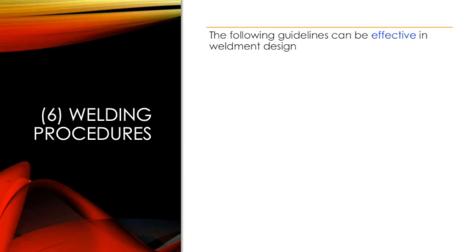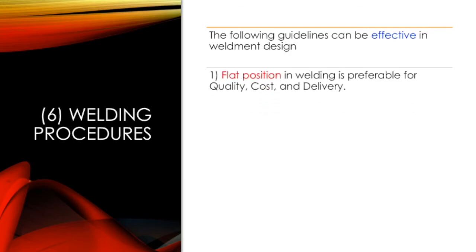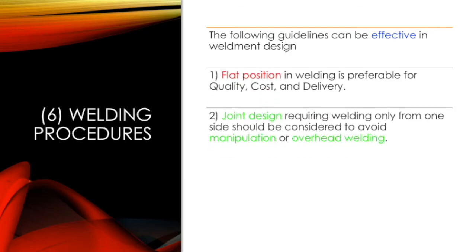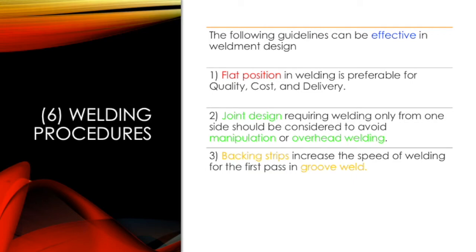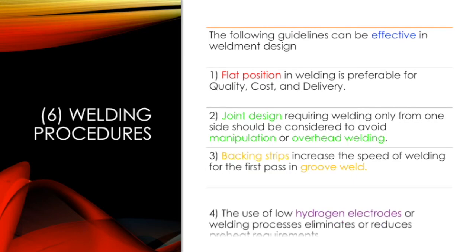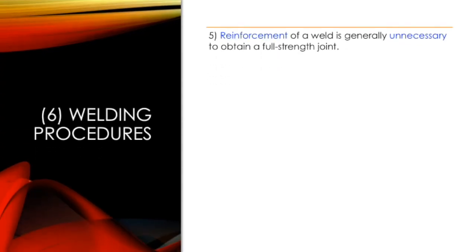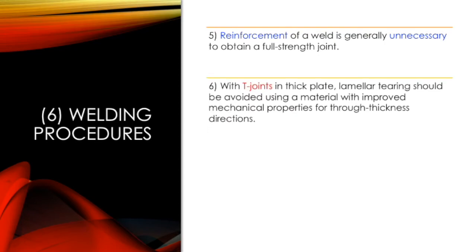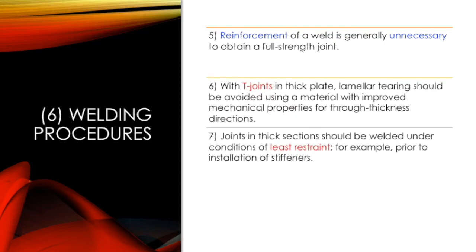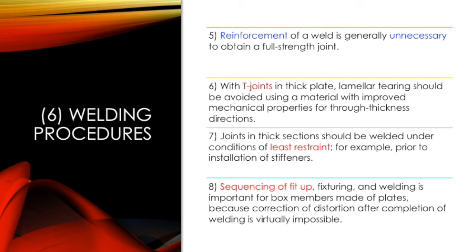And the last is the welding procedure, whether the welding design has an effective procedure or not, what kind of position we are going to use, what the joint design is, whether it's overhead welding or 1G, 2G, 3G, etc. What kind of supports we are going to use for the welds, what kind of electrode is used, and what reinforcement is going to be used, whether it is necessary or unnecessary. So these are some different guidelines which are given for welding procedures.